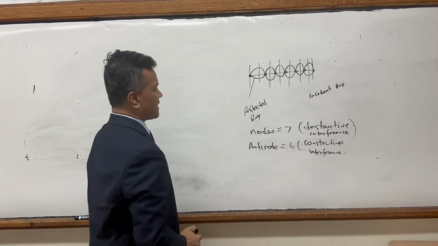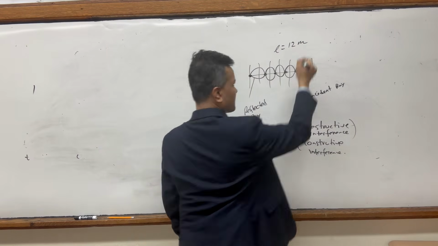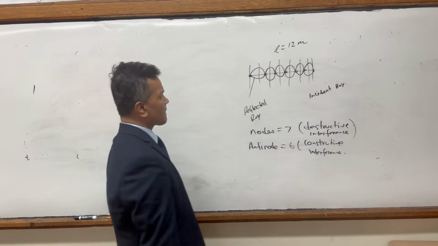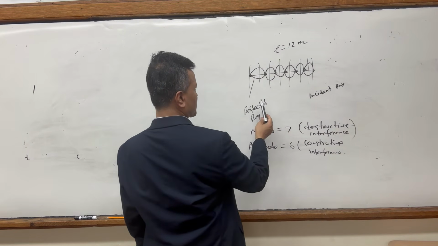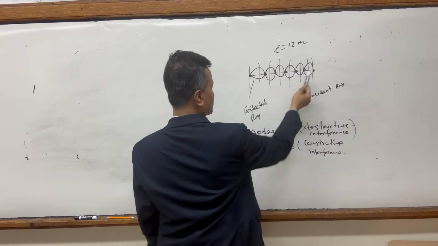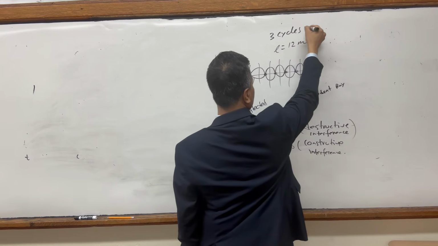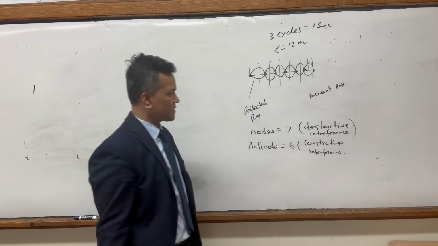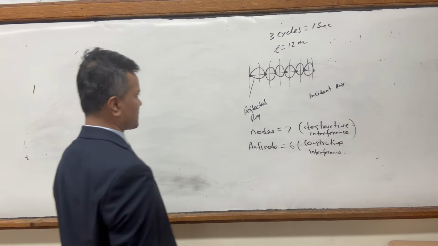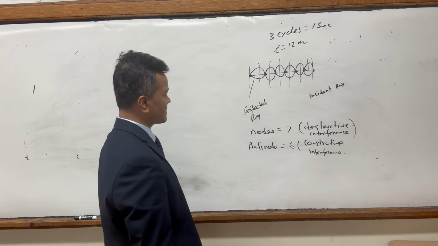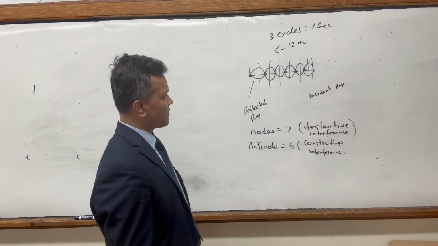All right, let's say the length of the string is 12 meters, right? Let's say it takes 1 second. How many cycles over here? 1 cycle, 2 cycles, 3 cycles. So 3 cycles take 1 second. We're going to try to find the universal equation for this. Let's see whether we can possibly get that. This is called a standing wave, by the way. We have 3 cycles, length is 12.